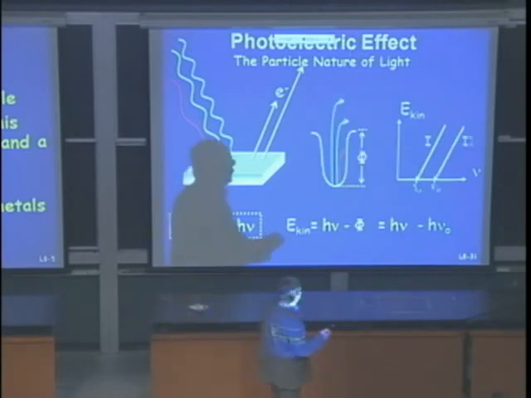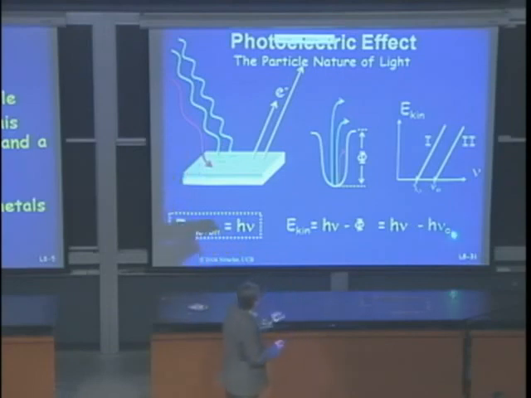If you look at this, for example, here, this would be metal 1 and metal 2. So if I have a light wave, a photon with this energy, that would be the kinetic energy on metal 2, and on metal 1 it would be a much higher kinetic energy. You see that? All right.